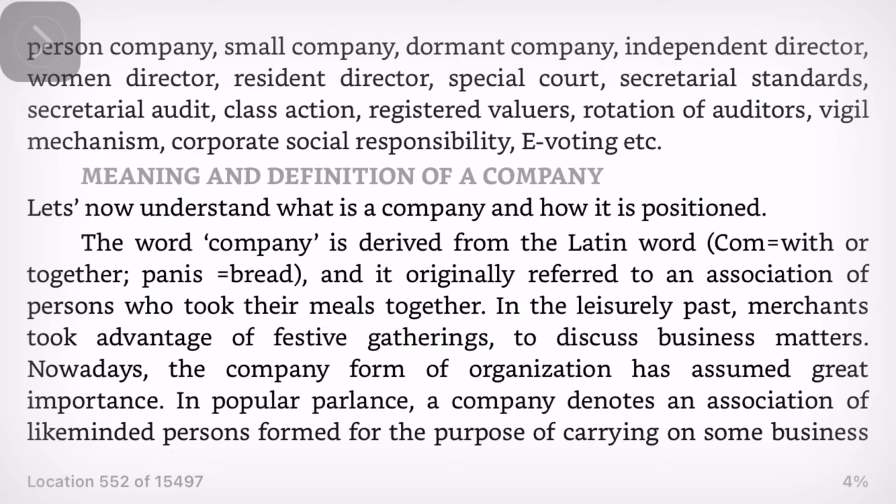Meaning and definition of a company. Let's now understand what is a company and how it is positioned. The word company is derived from the Latin word com equals with or together, pinus equals spread, and it originally referred to an association of persons who took their meals together. In the leisurely past, merchants took advantage of festive gatherings to discuss business matters. Nowadays, the company form of organization has assumed great importance.